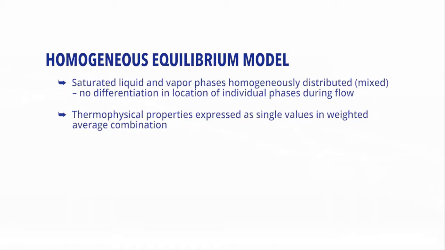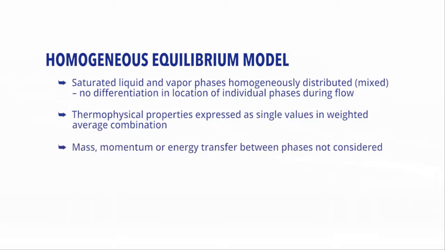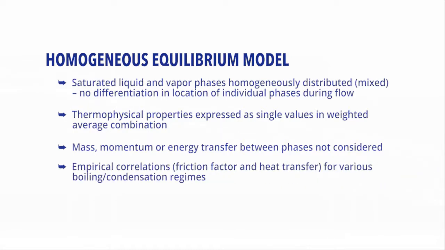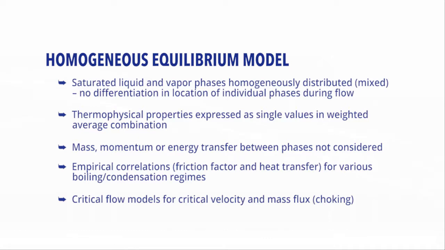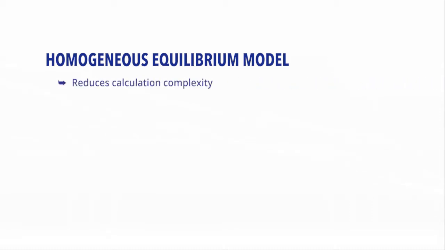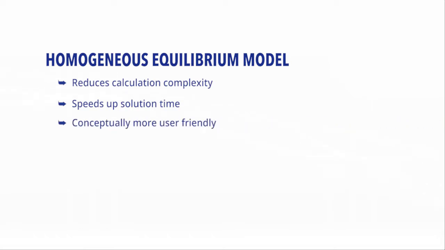It is furthermore important to note that mass, momentum and energy transfer between the phases are not taken into account. But the various boiling and condensation regimes are all accounted for by their own unique empirical correlations for both friction factor and heat transfer calculations. And lastly, Flownex also incorporates critical flow models for critical velocities and mass flux calculations, or choking, as it is more generally known.